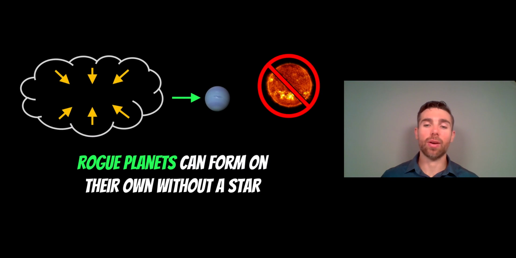Welcome to this video about rogue planets. In a previous video I introduced what rogue planets were and one of the key processes that led to their formation or their current configuration, which is basically not orbiting a star. I'm going to go through an alternative formation process in this one, but just to recap on rogue planets.